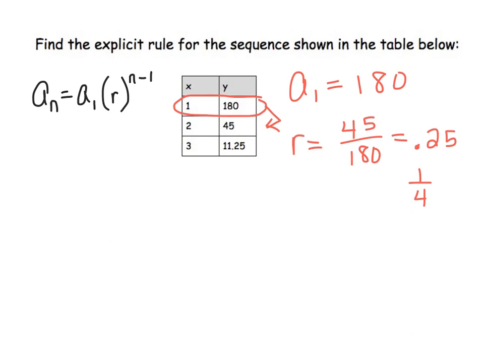So to write my equation, I'm going to say 180, my first term, times my common ratio of 0.25, or 1/4 if you're happier with that, to the n minus 1. And that's my answer.